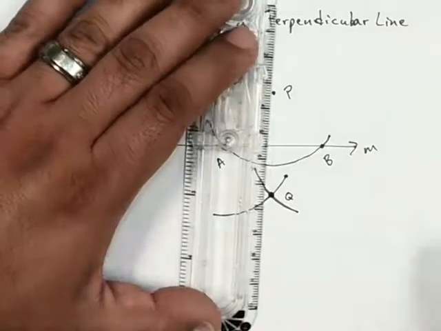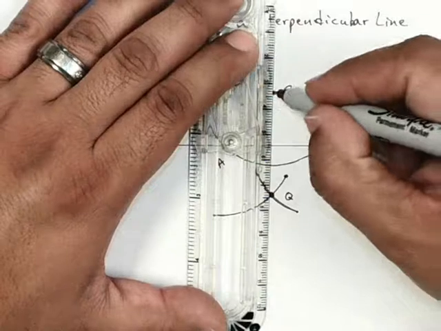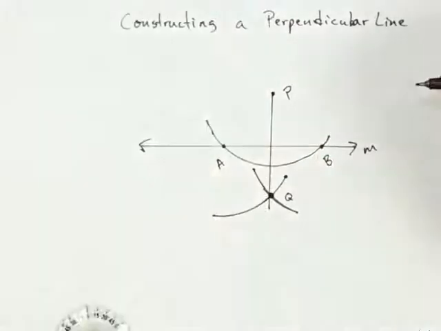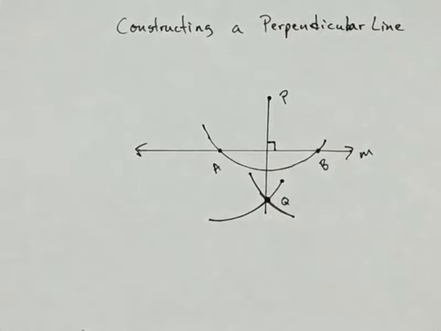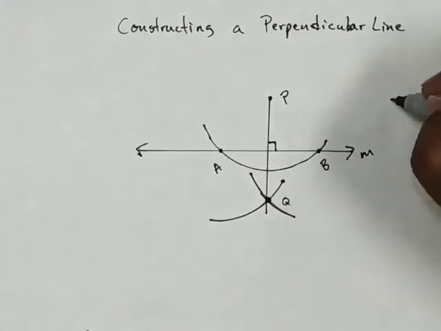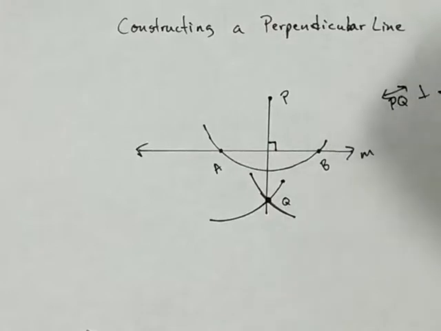And now if I connect point P and point Q, this is a 90-degree angle. Okay, that would be a construction. So I would know that line PQ is perpendicular to line M.